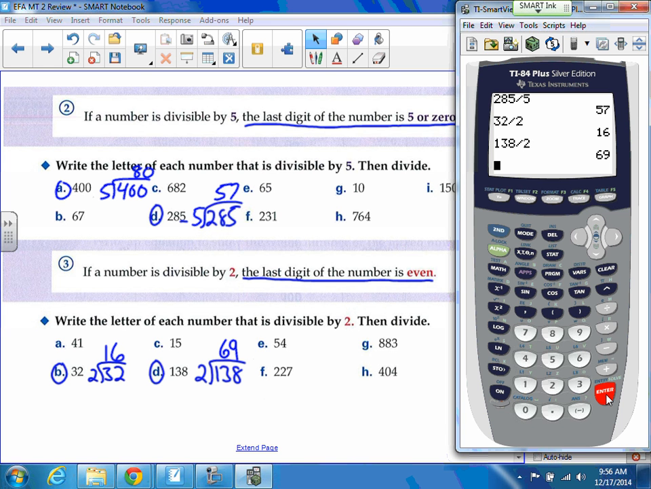There are 2 more that are divisible by 2 in that one. So pause the video, go ahead and finish those.